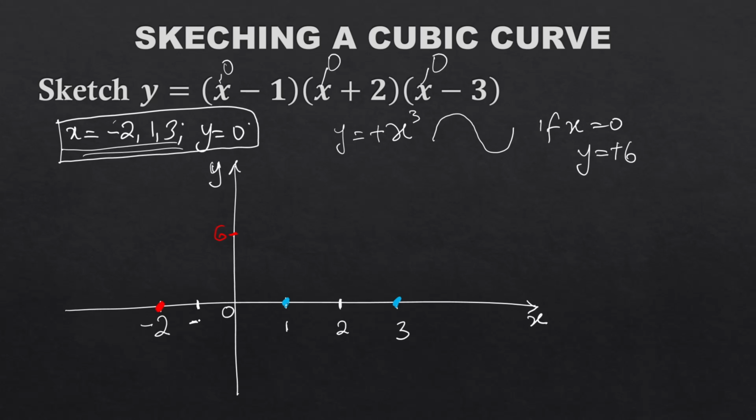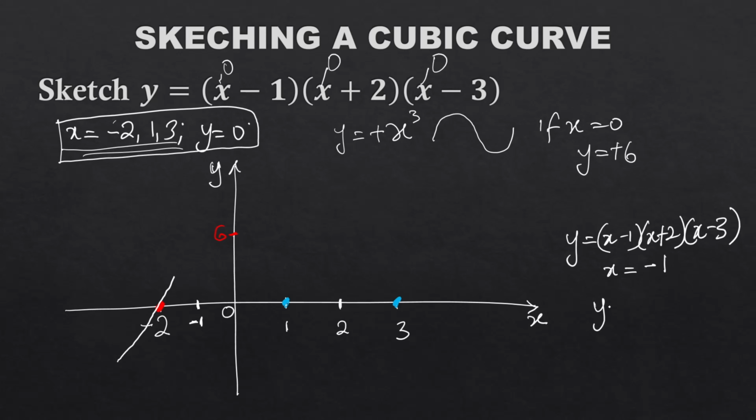If I call this place -1, now I know my graph is going to start from here. All right. Now, but at x = -1, where will my curve go? Will it be here or will it be here? So let's find out. I'll go back to this equation, which is giving us y is equal to x - 1, x + 2, and x - 3. So at x equal to -1, what happens? So x is going to be equal to -1 minus 1, then -1 plus 2, then -1 minus 3.